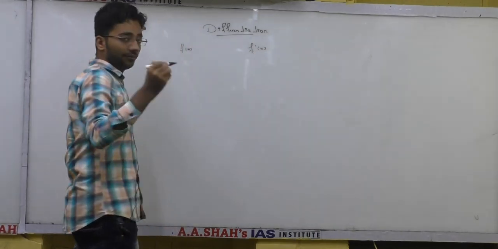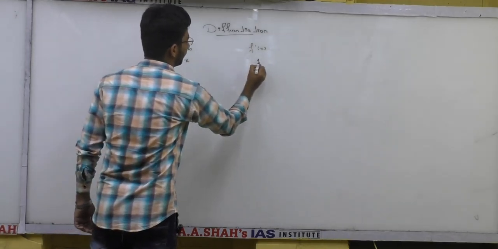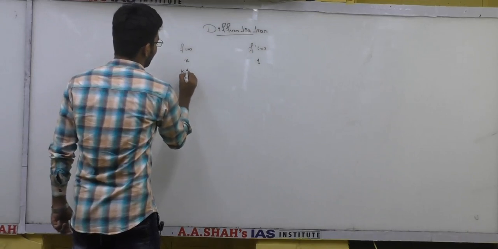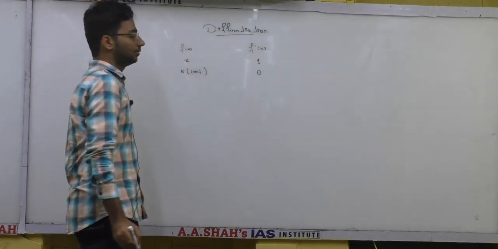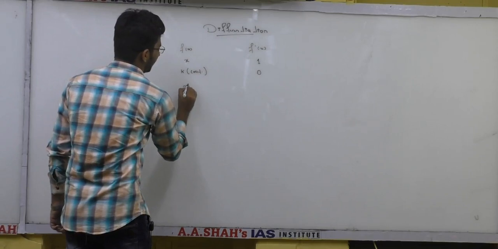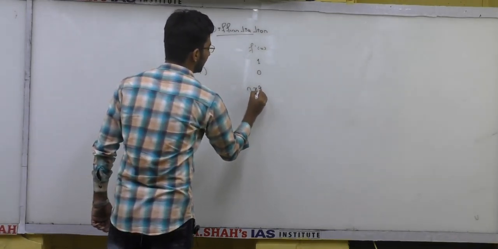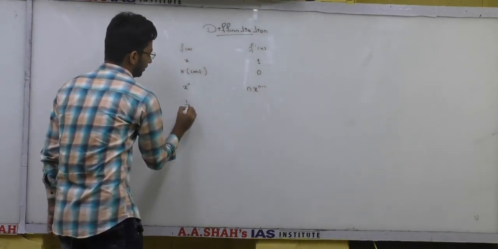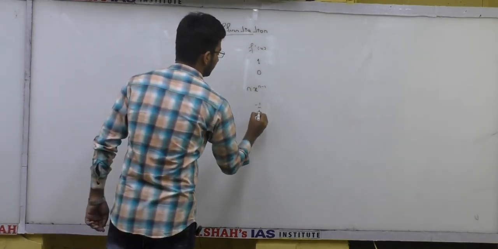Now first of all, the derivative of x will always be 1. Now if we have k, I mean a constant, then the derivative of a constant will always be 0. If we have x to the power n, then the derivative of x to the power n will be n x raised to n minus 1. If we have 1 upon x, then the derivative will be minus 1 upon x square.